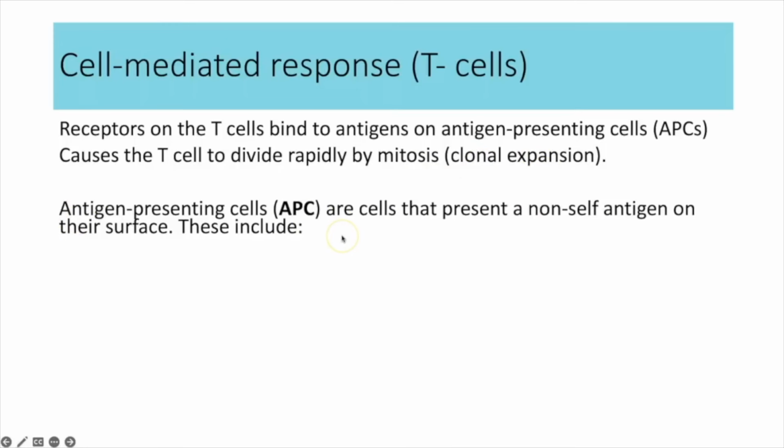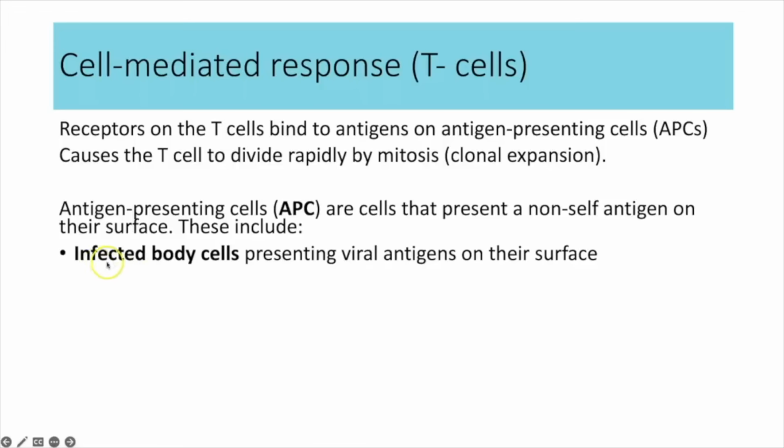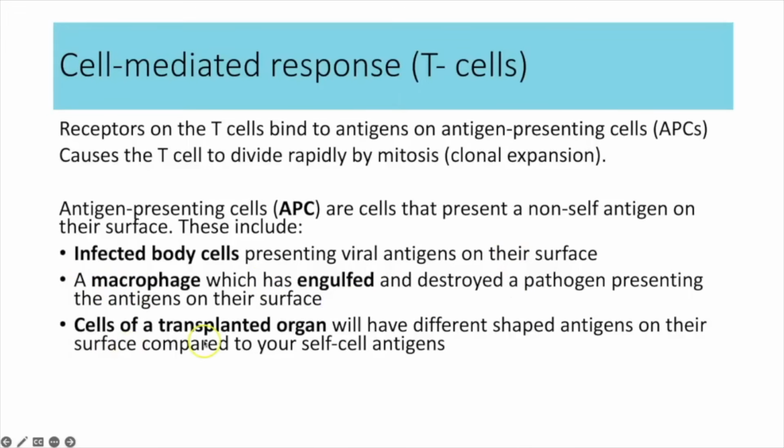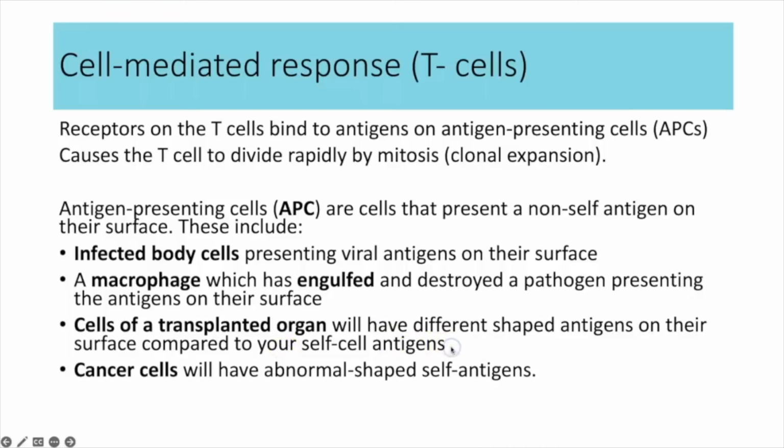Now, antigen-presenting cells are cells that present a non-self antigen on their surface, and this could include an infected body cell, which presents the viral antigen on its surface. It could be the example we just talked about in phagocytosis, a macrophage which has already engulfed and destroyed a pathogen, which then presents the antigen on its surface. It could also be cells of a transplanted organ, because they will have slightly different shaped antigens on their surface compared to your own self-cell antigens. Cancer cells will also have abnormal shaped self-antigens, so it could trigger this response. So T cells could respond to any of these types of cells by binding to a complementary shaped antigen.